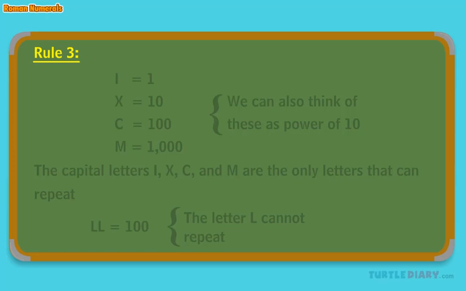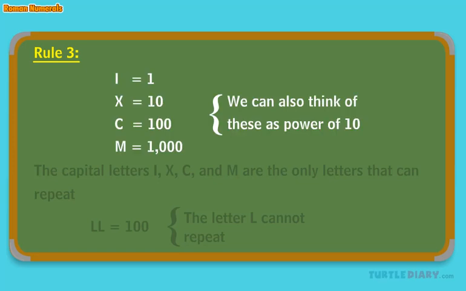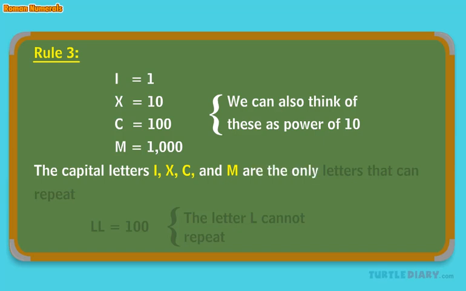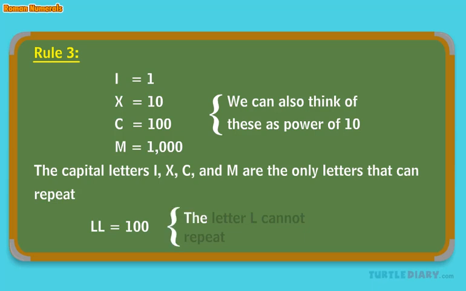Rule 3. Another rule to remember is that the capital letters I, X, C, and M are the only letters that can repeat. You cannot write the number 100 with 2 capital L's. L cannot be repeated because it is not one of the 4 letters we discussed.